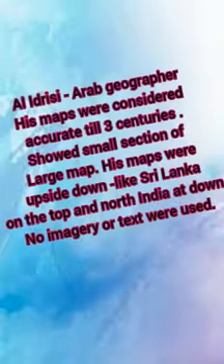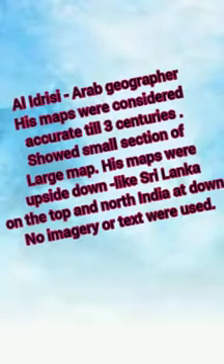Al-Idrisi, an Arab geographer, made maps that were considered accurate for centuries. He showed small sections of large maps. His maps were upside down, for example, Sri Lanka on the top and North India at the bottom. No imagery or text was used.